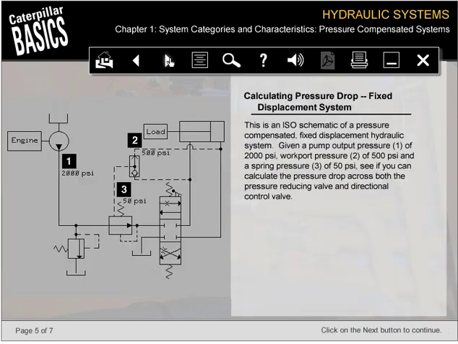This is an ISO schematic of a pressure-compensated fixed-displacement hydraulic system. Given a pump output pressure of 2,000 psi, work port pressure of 500 psi, and a spring pressure of 50 psi, see if you can calculate the pressure drop across both the pressure-reducing valve and directional control valve. Pump output pressure is again indicated by the number 1, work port pressure by the number 2, and spring pressure by number 3.